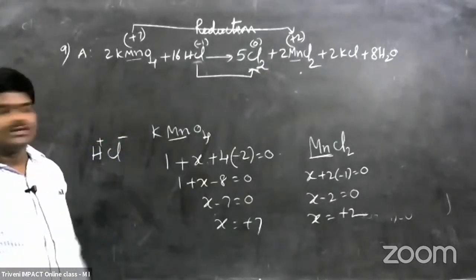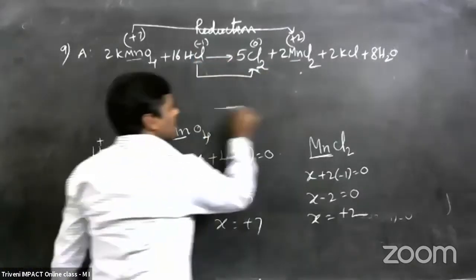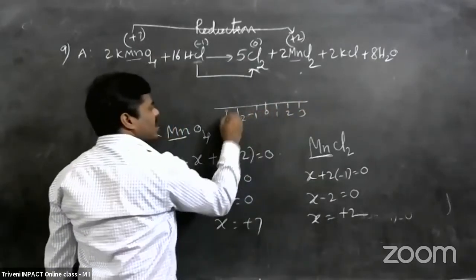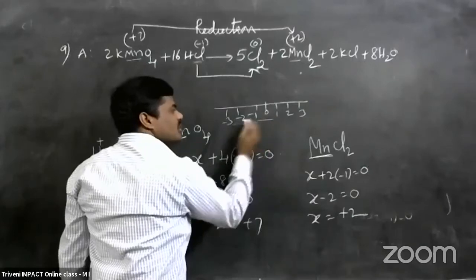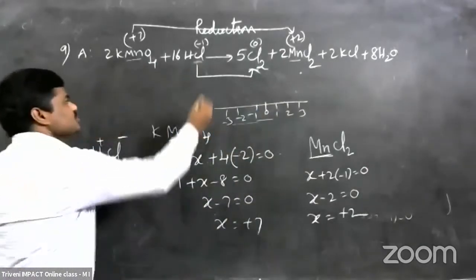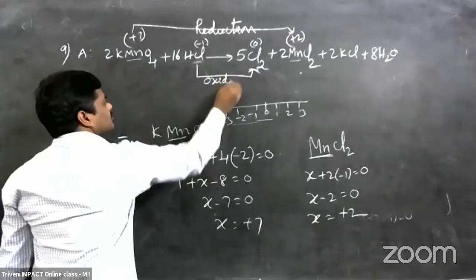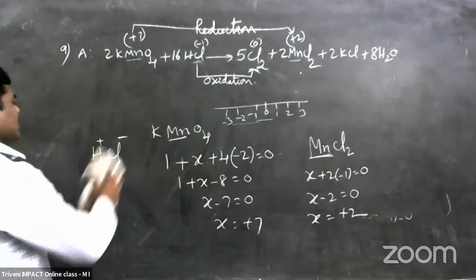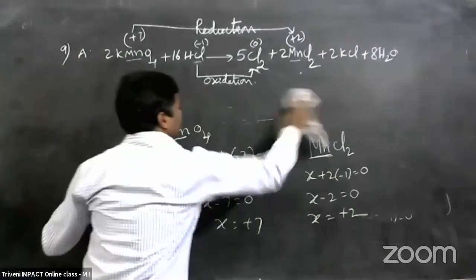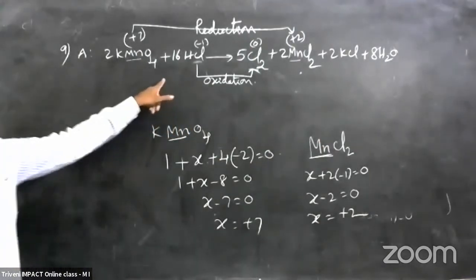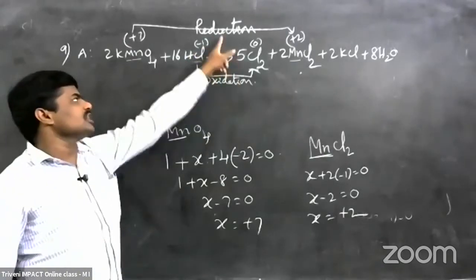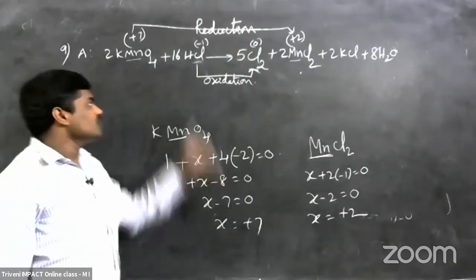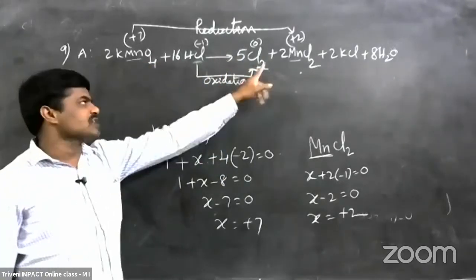-1 to 0 means increases. The number line is like this: 0, 1, 2, 3, and on the other side -1, -2, -3. So -1 to 0 means increases, and increases means it is oxidation. So the reaction contains both oxidation and reduction. A reaction in which both oxidation and reduction take place simultaneously is called a redox reaction. So the assertion is true. This reaction is a redox reaction.